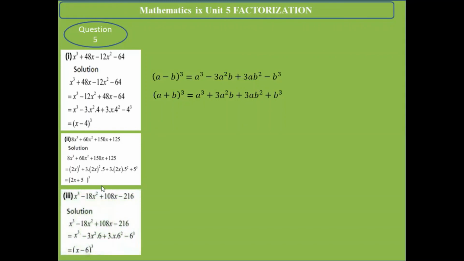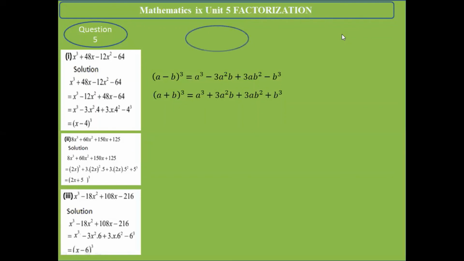Part 3, x cube minus 18x square plus 108x minus 216. It means we have to use this formula. A is x and b is 6, since 216 is 6 cube. So the middle terms can be written as 3x square 6 and 3x 6 square, minus 6 cube. So here a is x and b is 6. So we can write this as (a minus b) whole cube, so (x minus 6) whole cube.